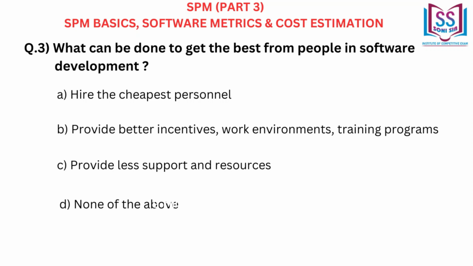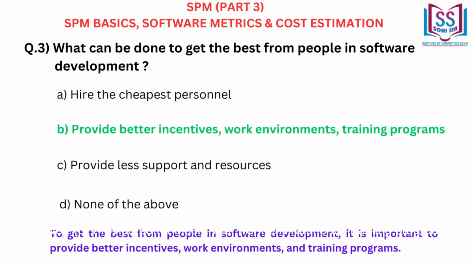What can be done to get the best from people in software development? A. Hire the cheapest personnel. B. Provide better incentives, work environments, training programs. C. Provide less support and resources. D. None of the above. Answer B. Provide better incentives, work environments, training programs. To get the best from people in software development, it is important to provide better incentives, work environments, and training programs.